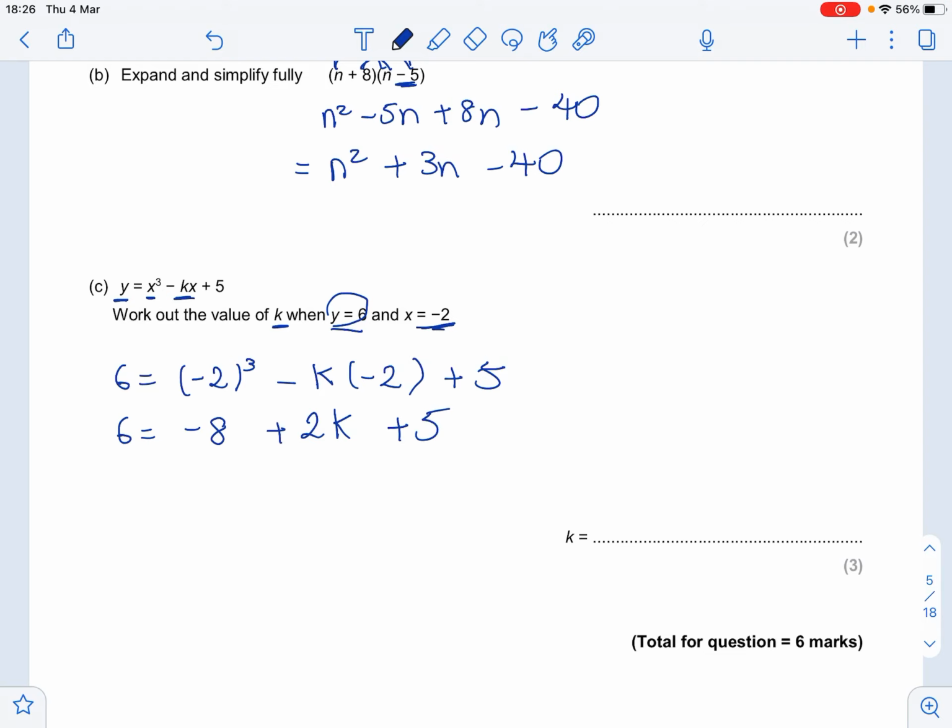Then solve our equation. So we have 6. Move the 8 over, minus 8 becomes plus 8. The plus 5 becomes minus 5, equals 2k. So we have 6 plus 8 minus 5 is 9 equals 2k. Then halve it, so 9 over 2. So k equals 9 over 2, which is also equal to 4.5.